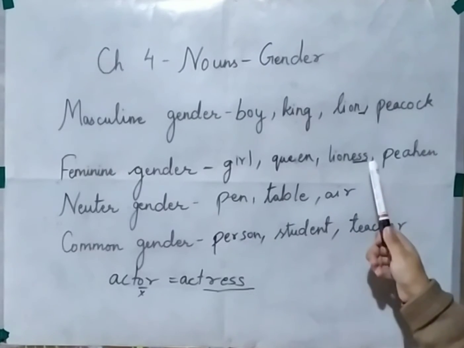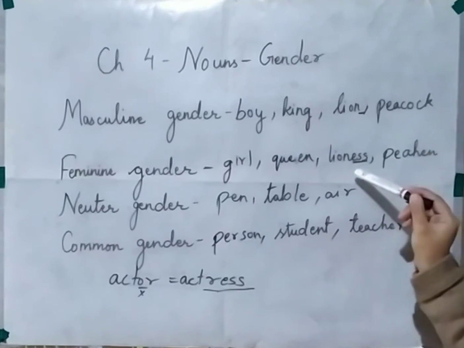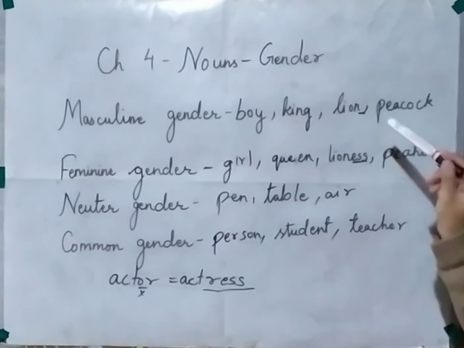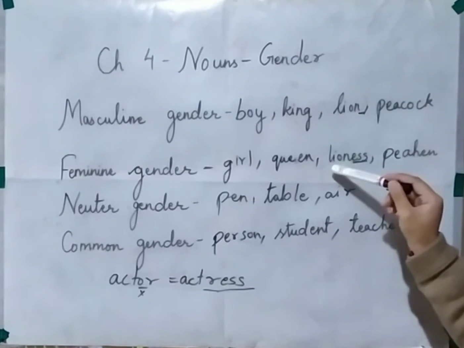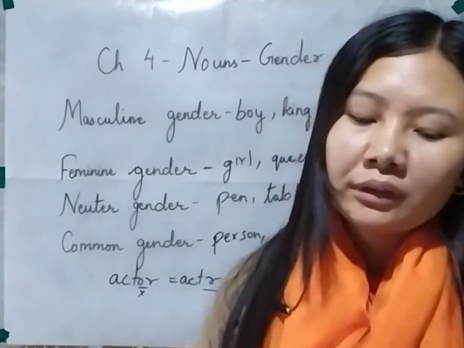So how have we formed this lioness? We have simply formed the word lioness by adding ESS at the end of the word lion. You can see over here, at the end of the word lion, we have added ESS in order to form its feminine gender. You need to keep in mind that we add ESS to some, not in all cases, to some masculine genders to form feminine gender. You can see some examples: poet, poetess, host, hostess, lion, lioness.